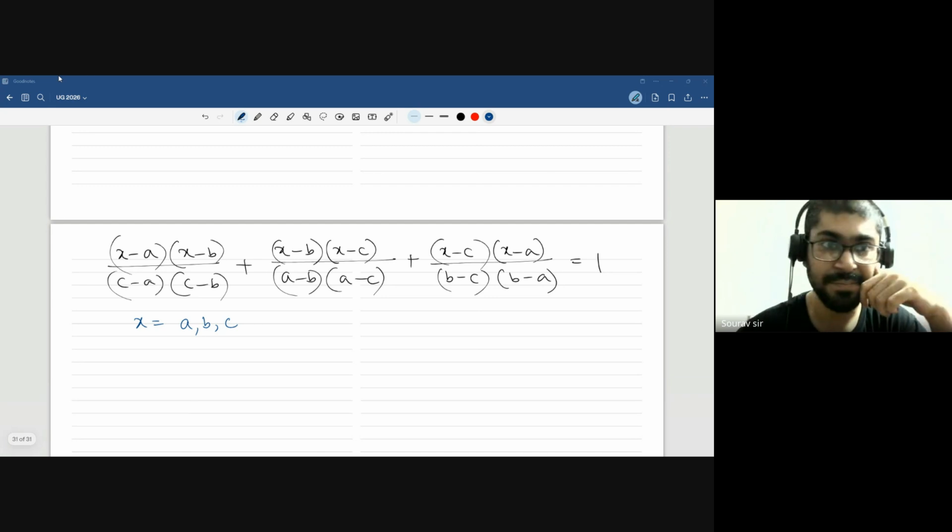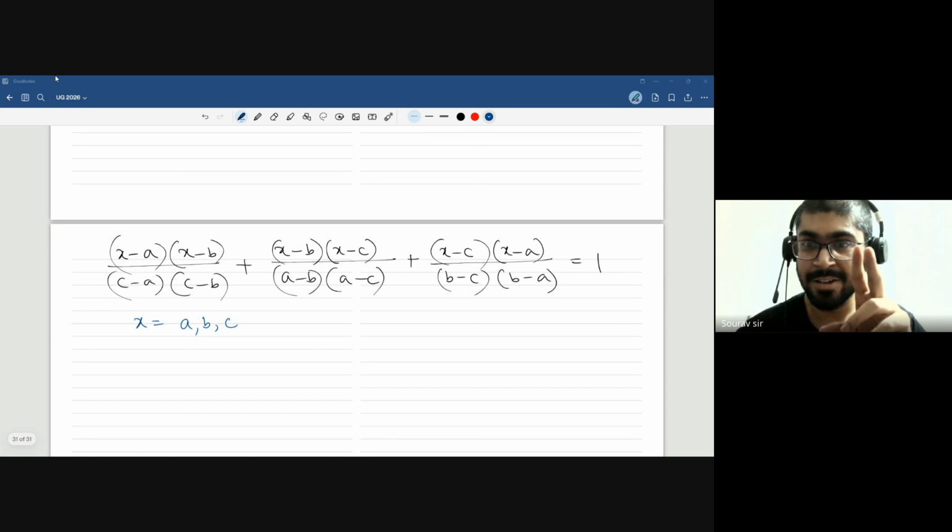How is this possible? Anyone? Any idea? This is possible because it is not a quadratic equation. This is not a quadratic equation. This becomes an identity. Okay, so remember this.